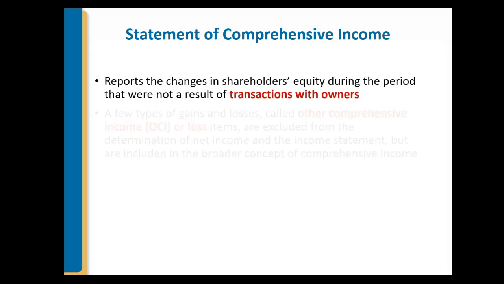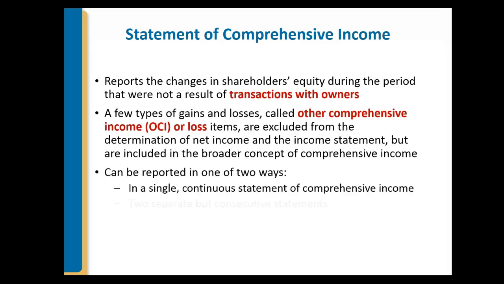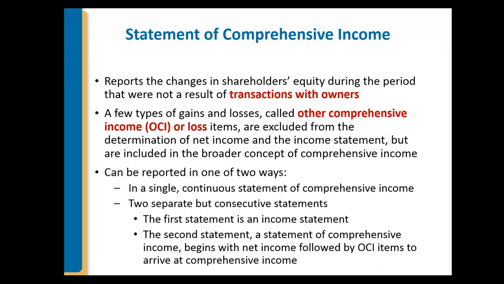The statement of comprehensive income extends the income statement by reporting the change in shareholders' equity during the period that were not a result of transactions with owners. So a few types of gains and losses called other comprehensive income, or we call it OCI, or loss items, are excluded from the determination of net income and the income statement, but they're included in this broader concept of comprehensive income. So this comprehensive income can be reported in one of two ways.